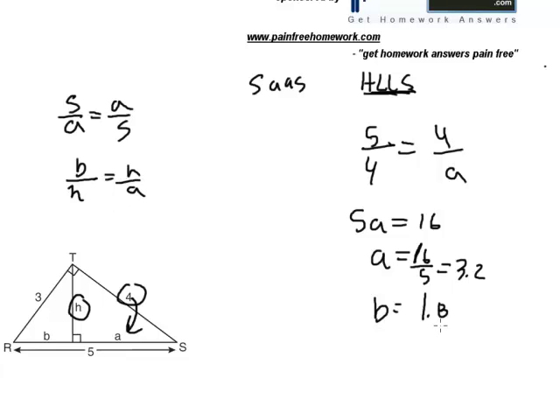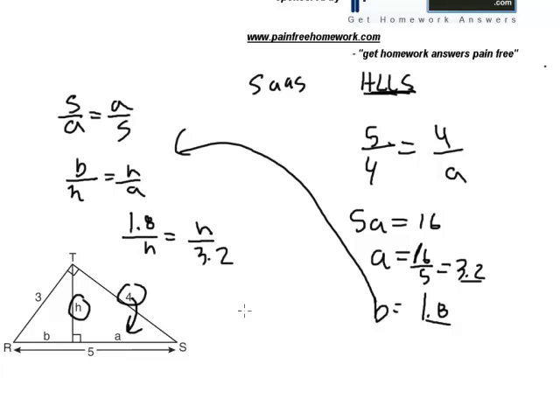So now we can use our 2 values for b and a, and just substitute them in here, and solve like normal. So b, or 1.8 over h, equals h over 3.2. h squared equals 1.8 times 3.2, which gives you 5.76.